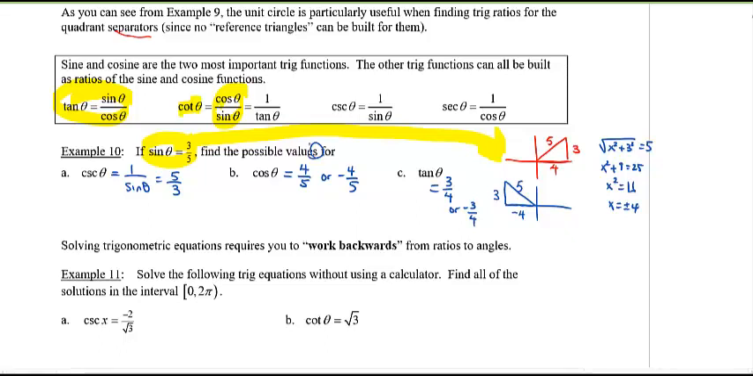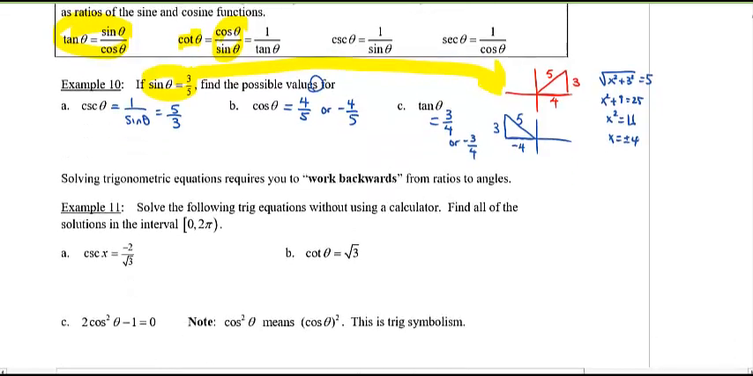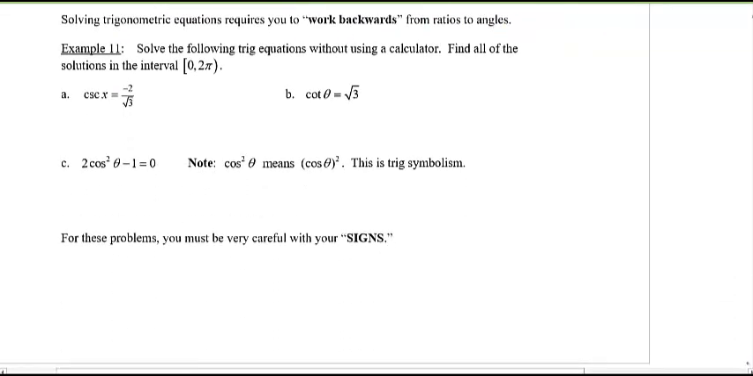Okay, last but not least, solving trig equations without a calculator. Oh no, no calculator required. Yes, so that's why you need to know those special angles. I look at A and I think, ew, cosecant, yuck. Can we change it to one of the ones we like, sine, cosine, or tangent? You bet. I can change that into sine x equals negative root 3 over 2.